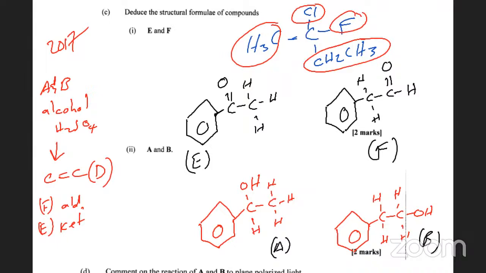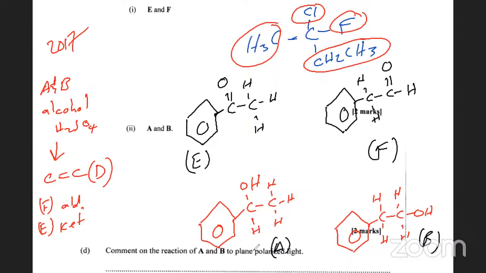Chiral compounds will rotate plane polarized light. So when it says comment on the action of A and B to plane polarized light, tell if it will rotate it or not and why. So looking at this carbon, I know this will be a chiral carbon. This is one group. This is the next group. The ring is also a group. And the hydrogen is a group. If you need to revisit isomerism, just go in the playlist, there's a video on structural and one on stereo isomerism. If you don't understand this, just check that video and you will see it.